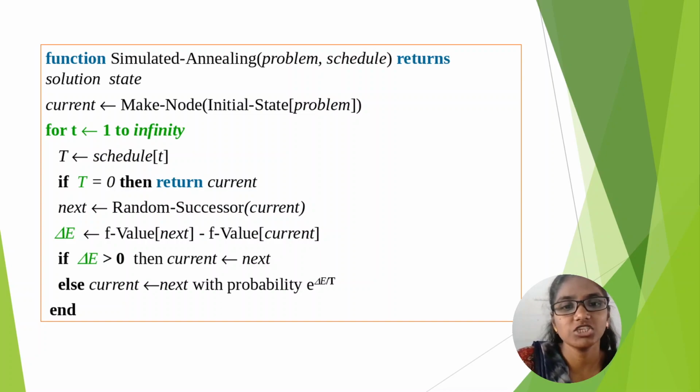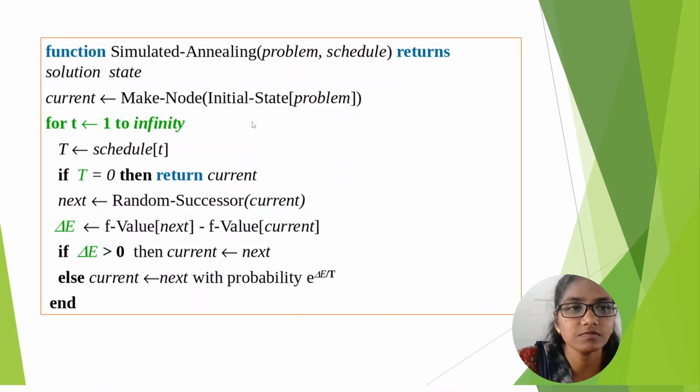Here delta E is the change in the energy variable, energy being the time taken to perform. If delta E is greater than 0, then current moves to next. Suppose current is the local minimum; after some time it reaches its maximum and becomes next. Finally it returns with probability e power delta E by T, and then ends. This is the algorithm for simulated annealing search.